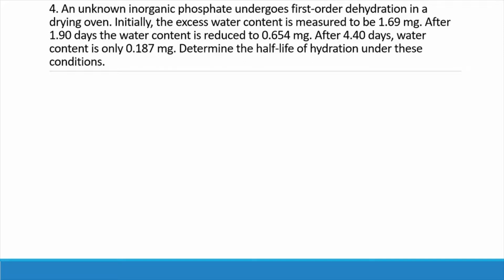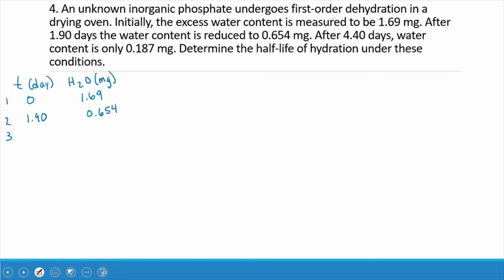So one thing that would help here is you can make a little table where you look at your time in days versus your concentration of water in milligrams, or your amount of water. So we're given 3 data points. At time 0, we have 1.69 milligrams. At 1.90 days, 0.654 milligrams. And then at 4.40 days, we have 0.187 milligrams.